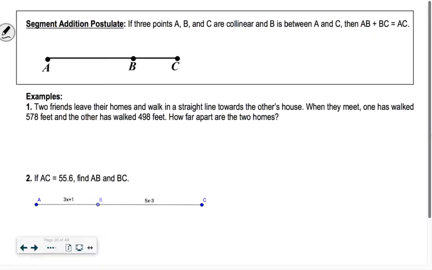All right, the segment addition postulate. It's very easy. It basically says if this is 3 inches and this is 1 inch, what's the total length then? 4, right? We just add those together. So the way we write it with geometry is we say A, B.